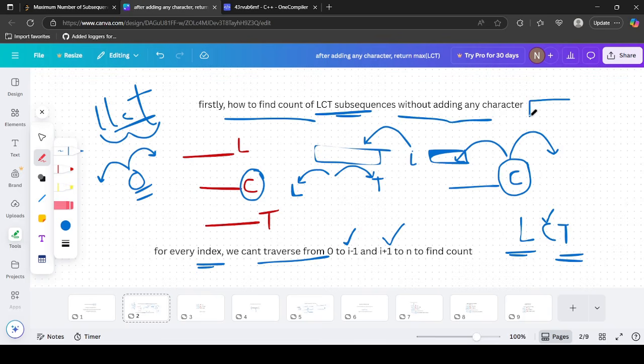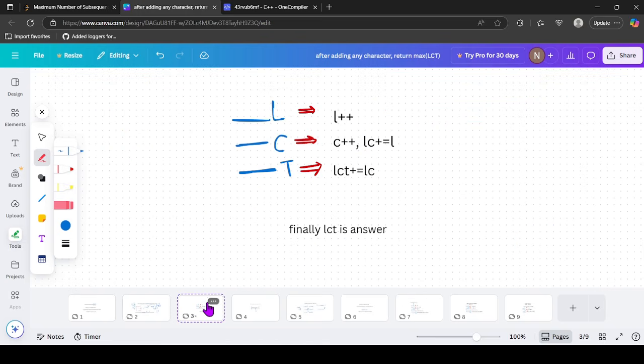So we can simply store two vectors, the prefix count of L and the suffix count of T, so that by traversing we can update the vectors and also get the count in O(1). This is one possible method. Let's discuss another method also to find the count of subsequences.